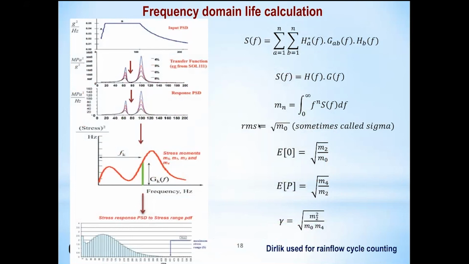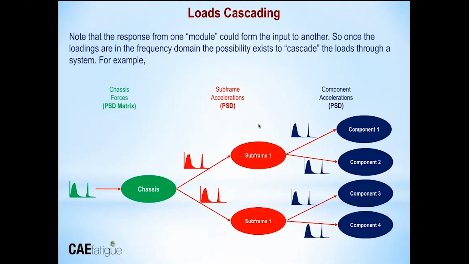And there are other things we can do once we're in the frequency domain. We can do things like cascade the loads through the system. Now, some people ask me, isn't this multi-body dynamics? Well, it's related. Multi-body dynamics is used to cascade loads in the time domain through a nonlinear geometrical system, for example, the wheel system of a vehicle. So you take road load data, create body loads on your vehicle.